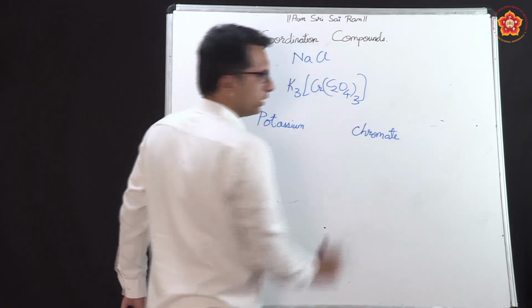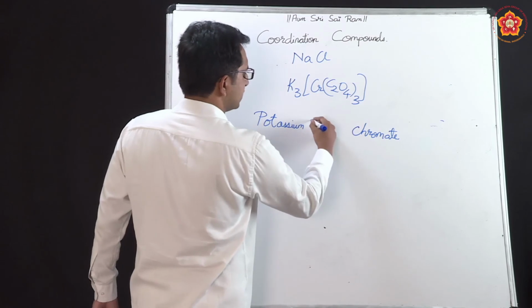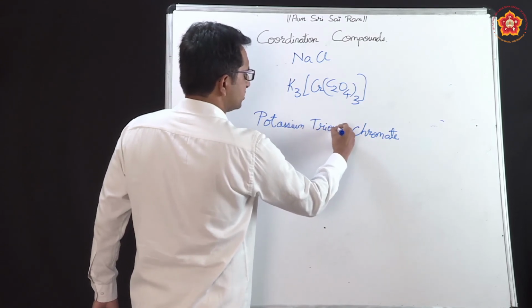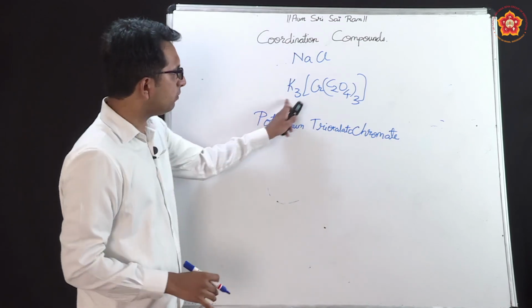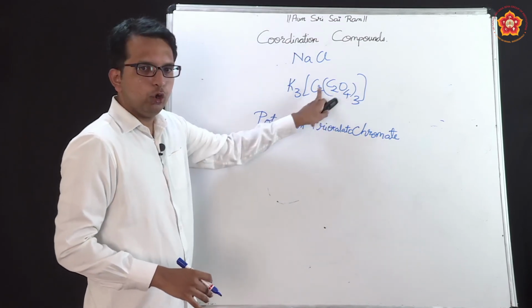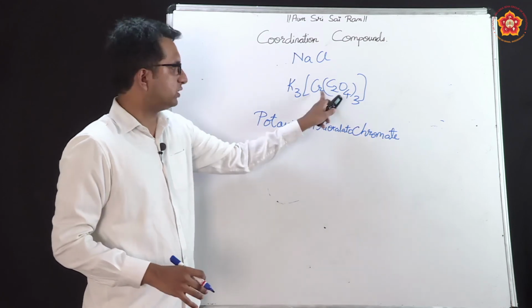That is what they tend to tell. And what is this form here? This is nothing but trioxalato. So, what does this indicate? It is potassium trioxalato chromate. You have to end it with -ate because it is in the negative complex.